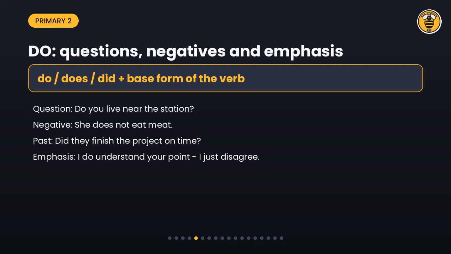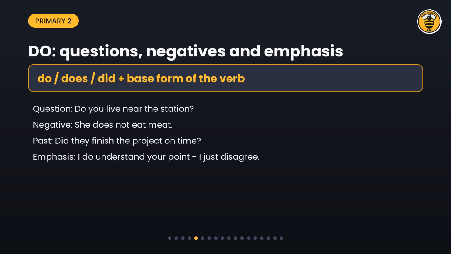Second, do. This one is the rescue verb. When a sentence has no other auxiliary in it, do steps in to make questions and negatives possible. Do, does, or did, followed by the base form of the verb. Do you live near the station? She does not eat meat. Did they finish the project on time? Notice something important there. The auxiliary takes the tense and the ending, so the main verb goes back to its plain base form.